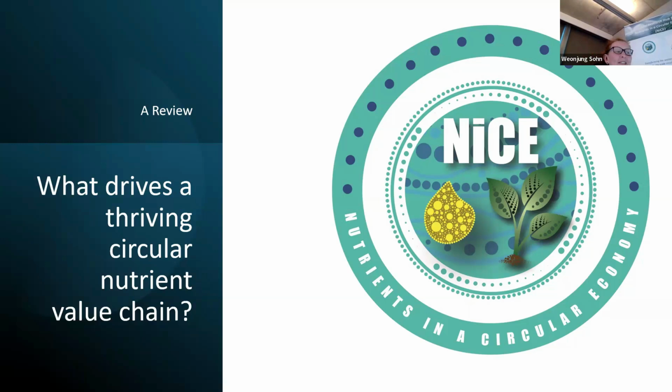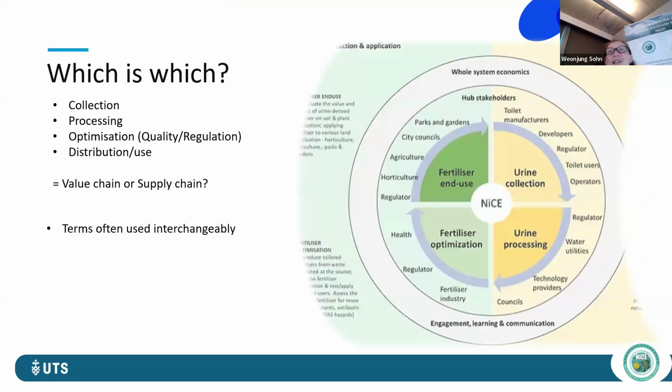To explore what drives a thriving circular nutrient value chain, we need to understand what a value chain is. If you're looking at a circular diagram, and I'm going to use the Nice Hub project one because everyone's seen this before, it shows collection, processing, optimization, distribution, and a range of stakeholders for each function. Are you looking at a value chain or a supply chain diagram, or both? It is a good question. I'll leave you with that question and come back to it.